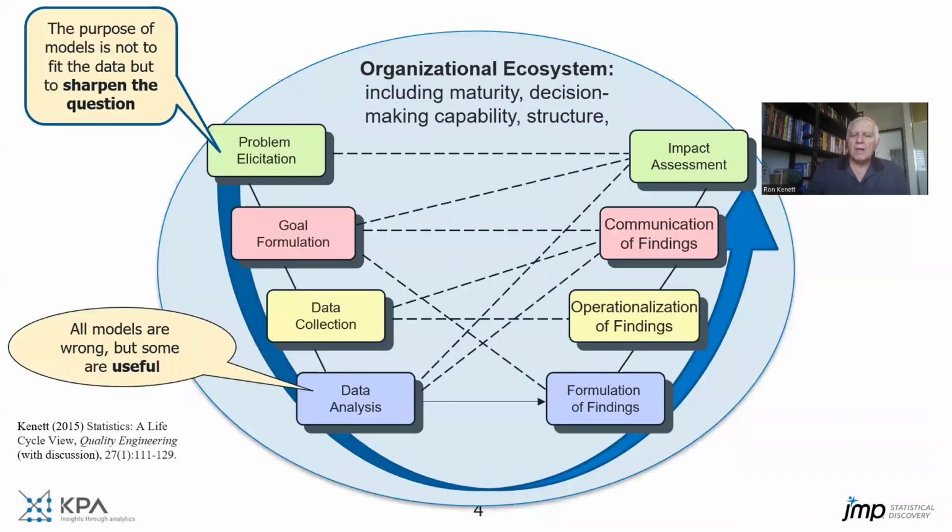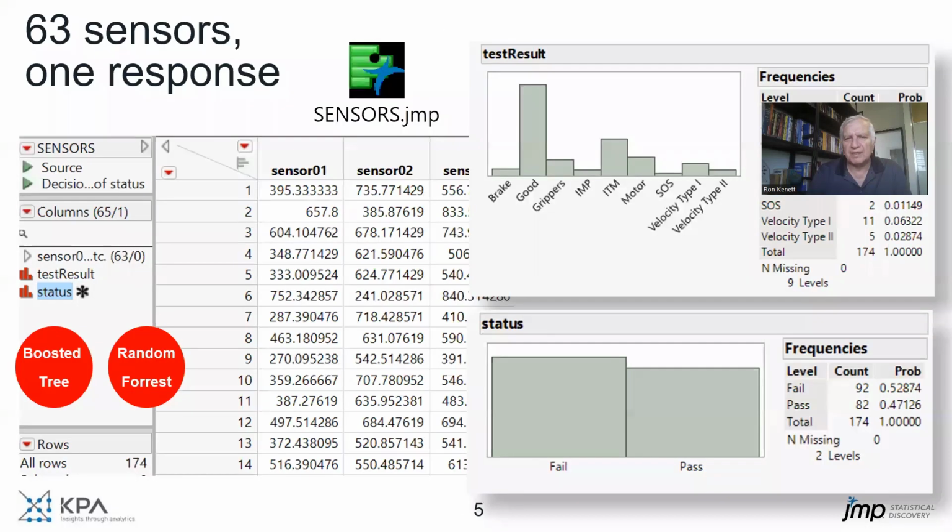So the point is that Box seems focused on the data analysis phase in the life cycle view of statistics, which starts with problem elicitation, moves to goal formulation, data collection, data analysis, findings, operationalization of findings, communication of findings, and impact assessment. And Karlin is more focused on the problem elicitation phase. So these two quotes of Box and Karlin sort of refer to different stages in this life cycle.